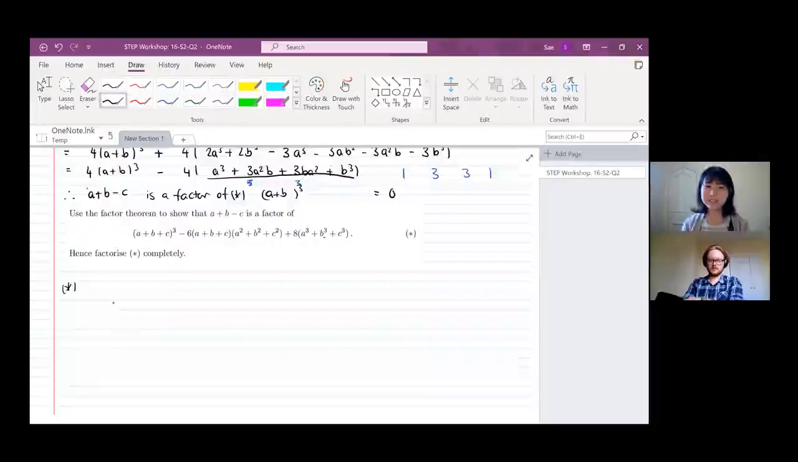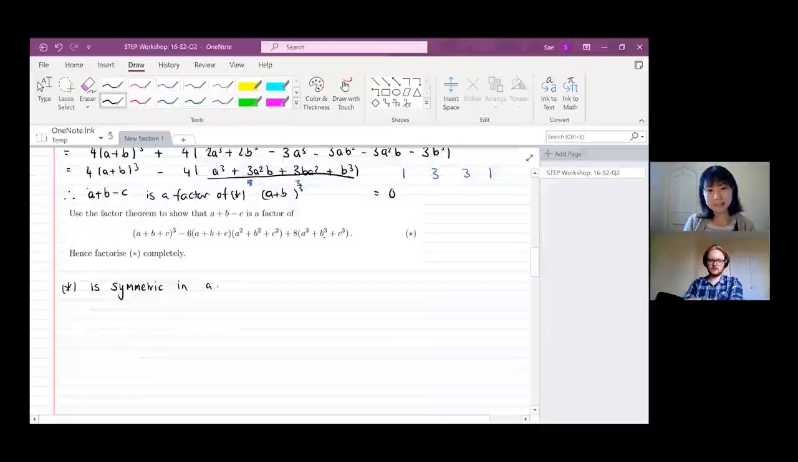And what's the other one? I think it's A plus C minus B is a factor of star. But anyway, you can swap all of them around and it wouldn't make a difference. I'm going to write that down. So star is symmetric in A, B, C. So what do we have? A plus C minus B and B plus C minus A are also factors of star.